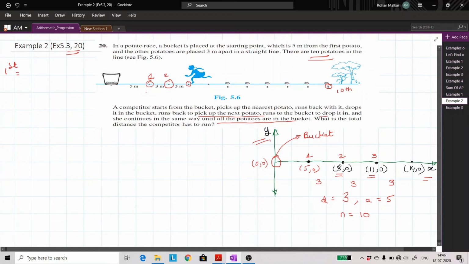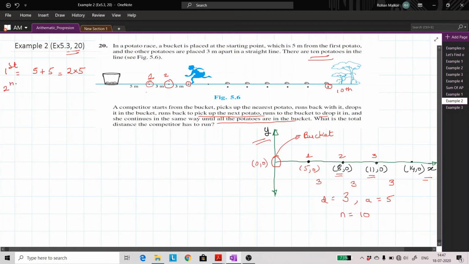So this competitor travels from the bucket to the first potato and then picks it up. So the distance that she had to travel is 5 meters in the forward direction. She picks up the first potato and comes back to the bucket. So again she has to travel a distance of 5. In other words, she had to travel a distance of 2 into 5, that is 10 meters, to pick the first potato and keep it in the bucket.